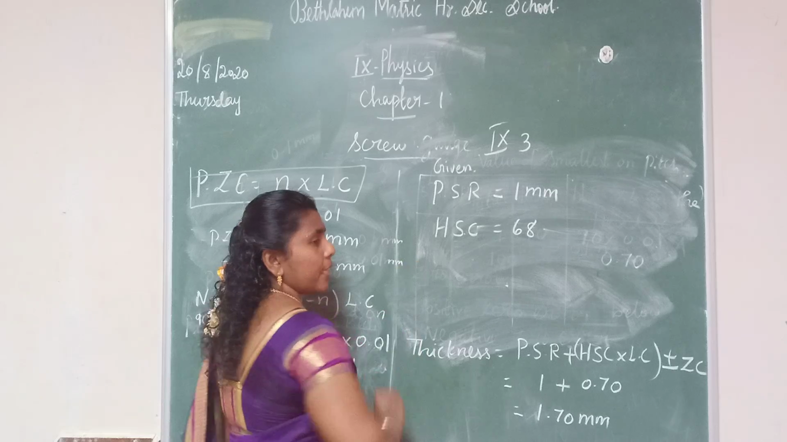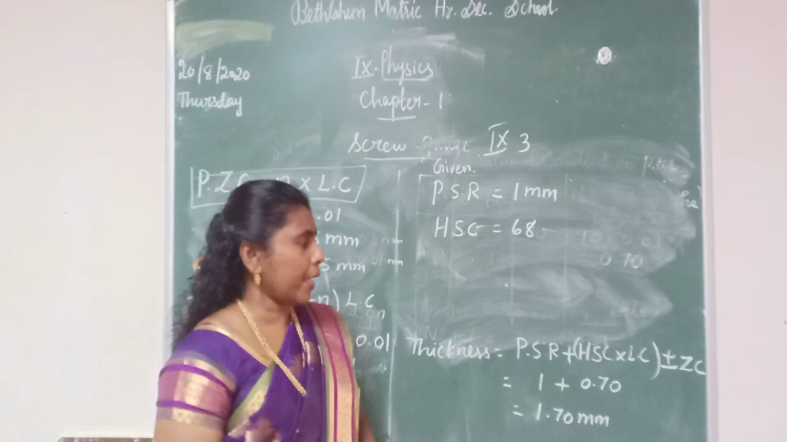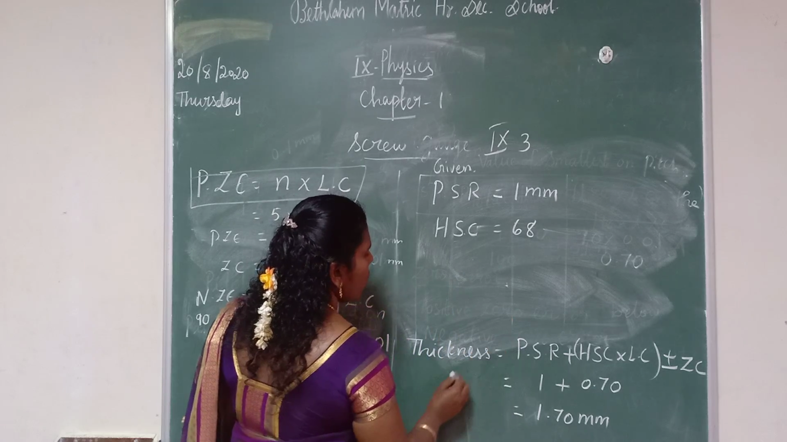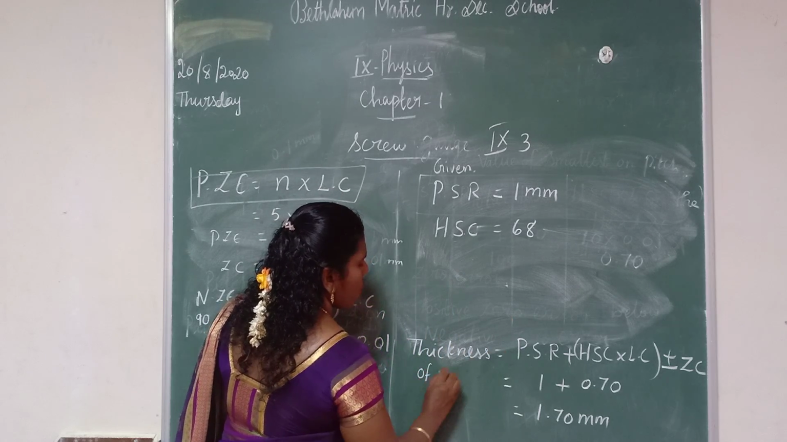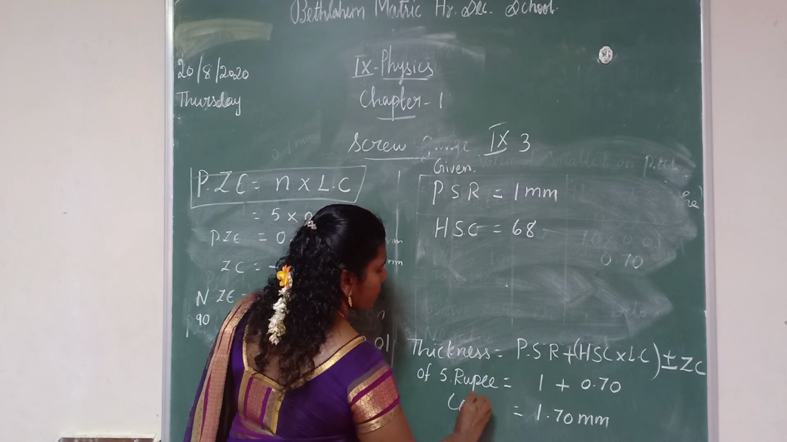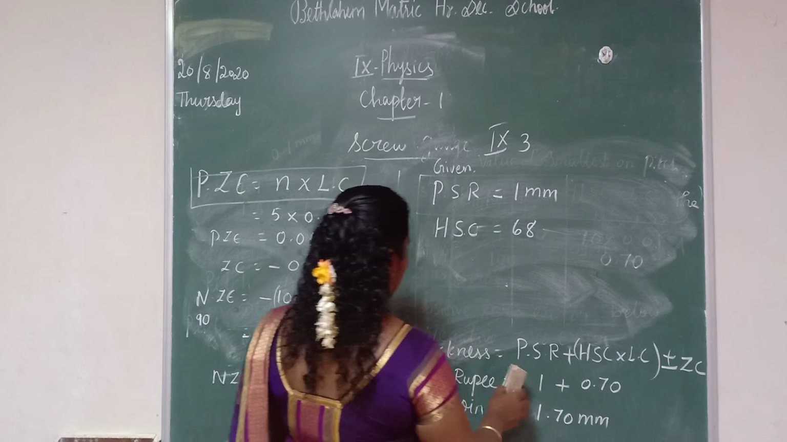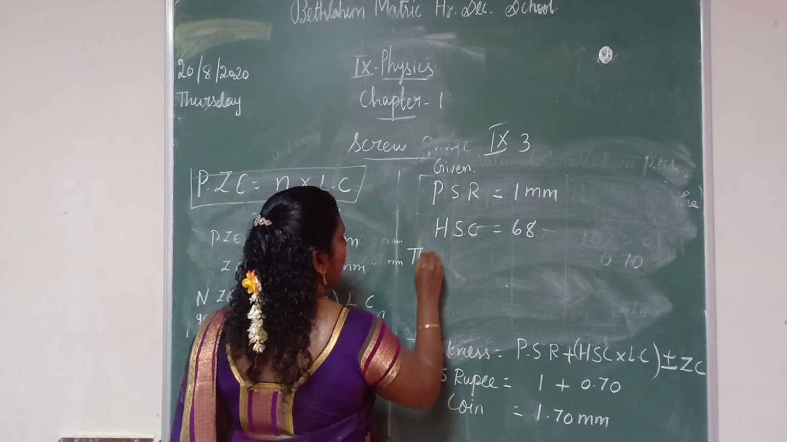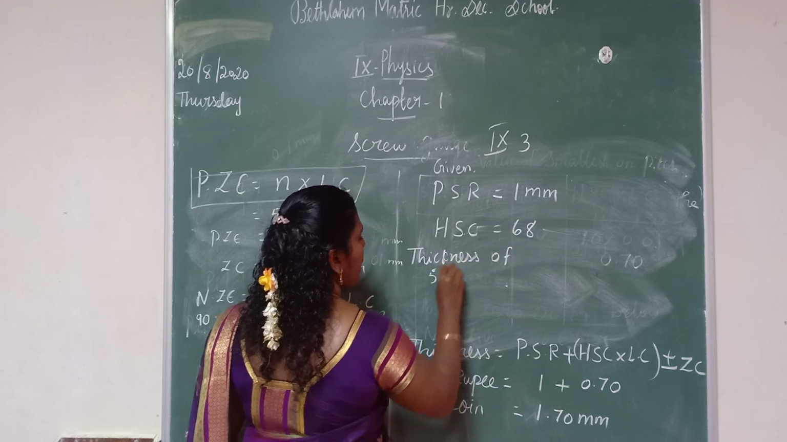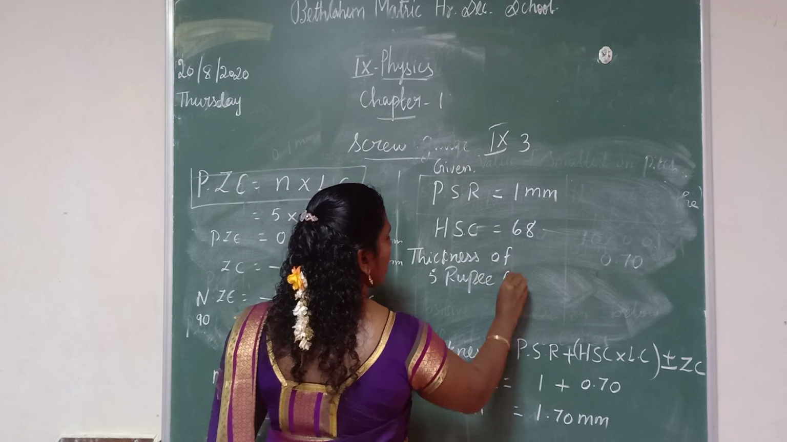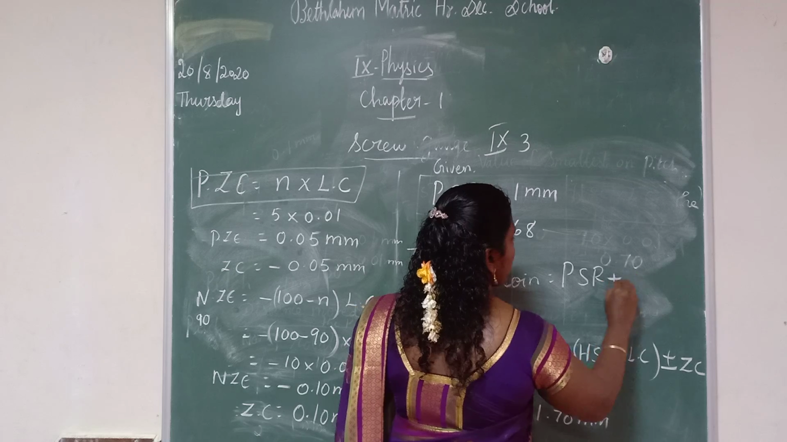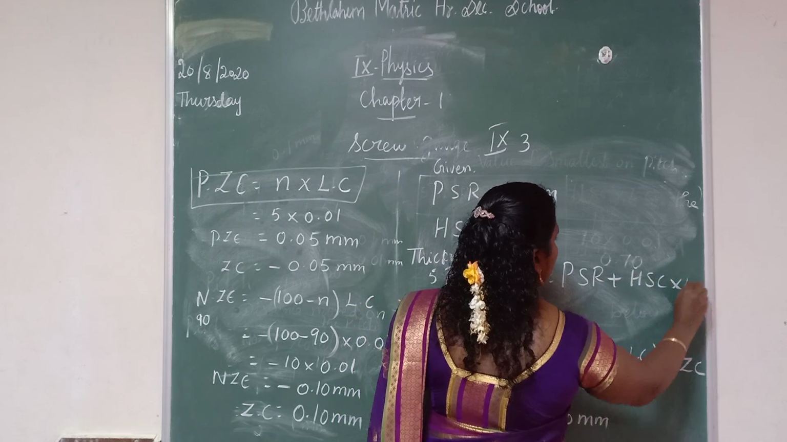You have to find the thickness of the 5 rupee coin. So you have to write: thickness of 5 rupee coin equal to, the formula is PSR plus HC into LC.